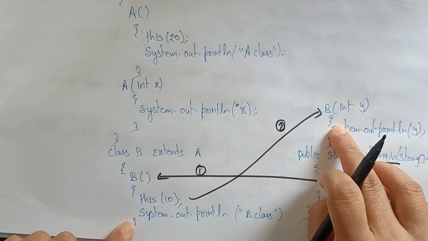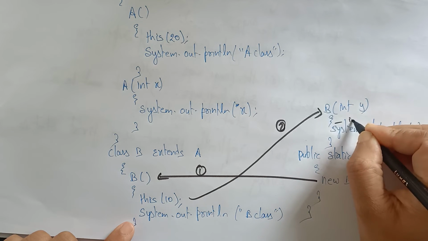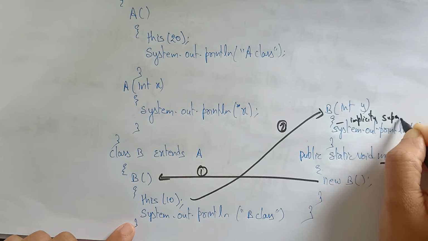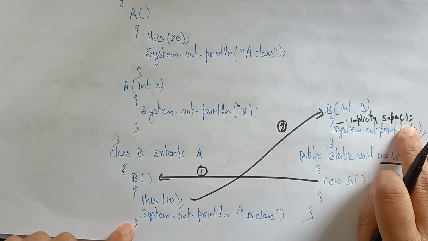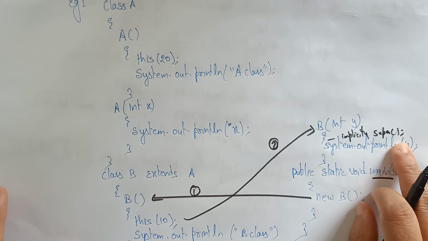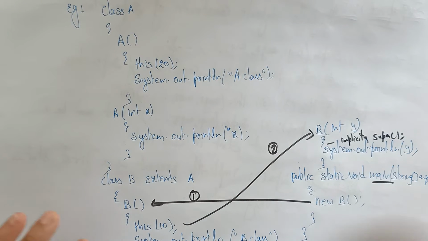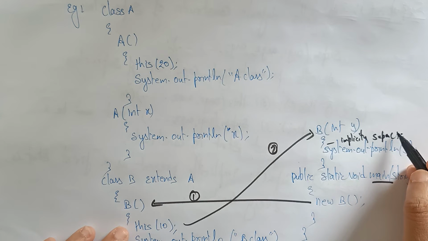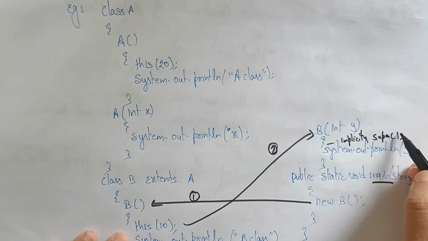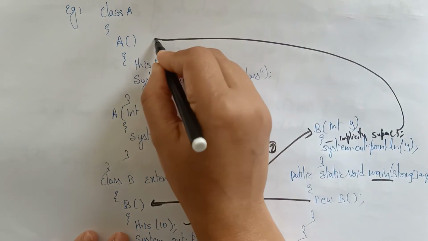Implicitly, the super keyword is present here, without an argument. Super without an argument means it goes to the super class. So where is the super class here? Implicitly super is present here. So now it goes to the super keyword.